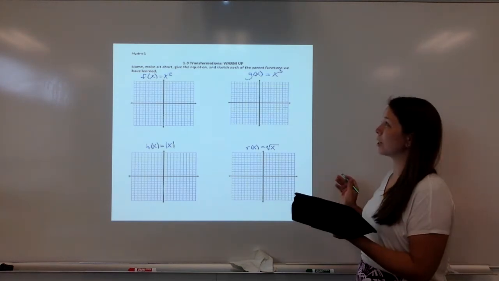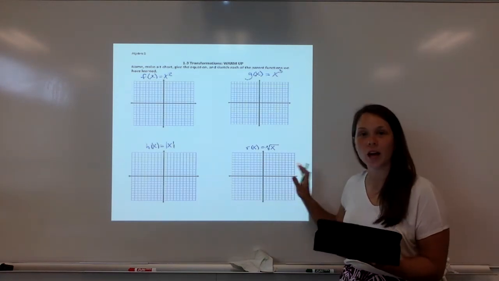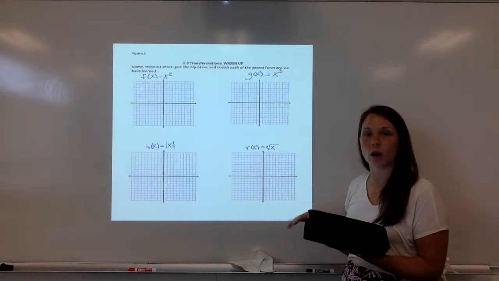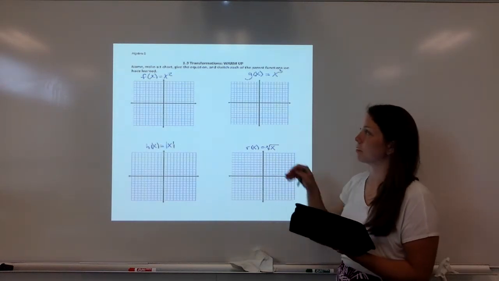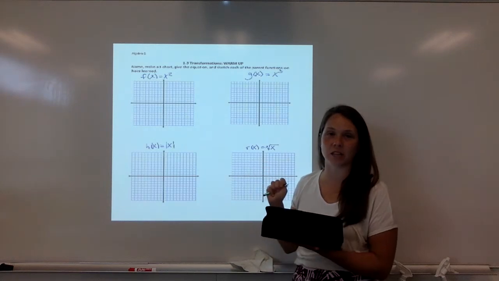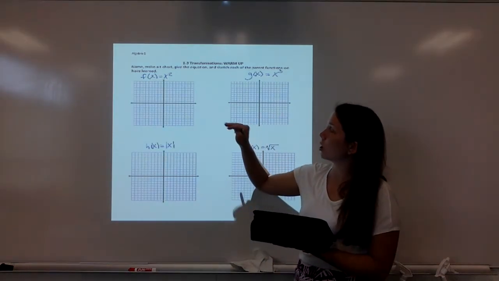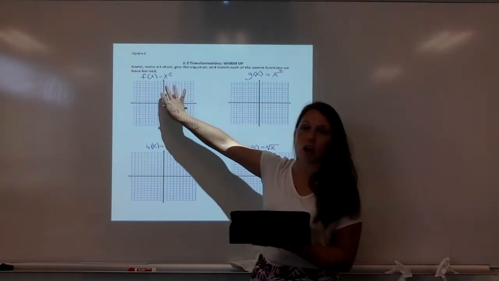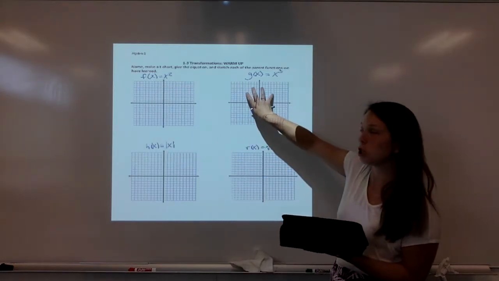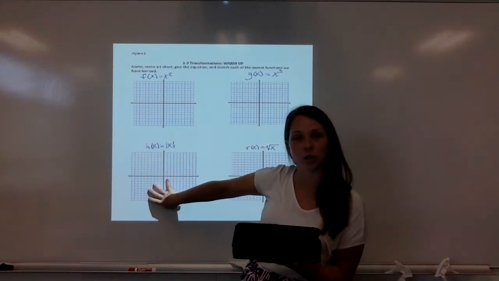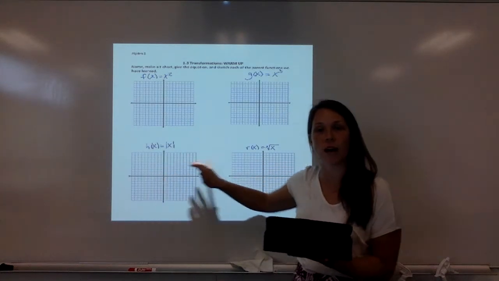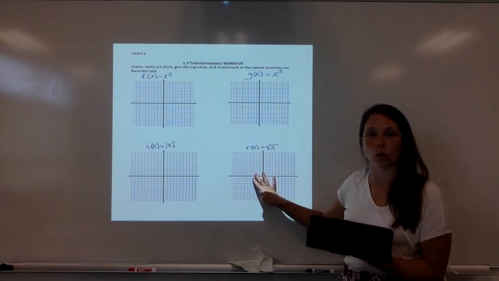All right, ladies and gentlemen, we're taking a look at lesson 1.3. There's a warm-up here. So I know on the notes, the functions are left blank, but I have them filled in. So what I want you to do is to create a t-chart and sketch the graph for f of x equals x squared, g of x equals x cubed, h of x equals the absolute value of x, and r of x equals the square root of x.